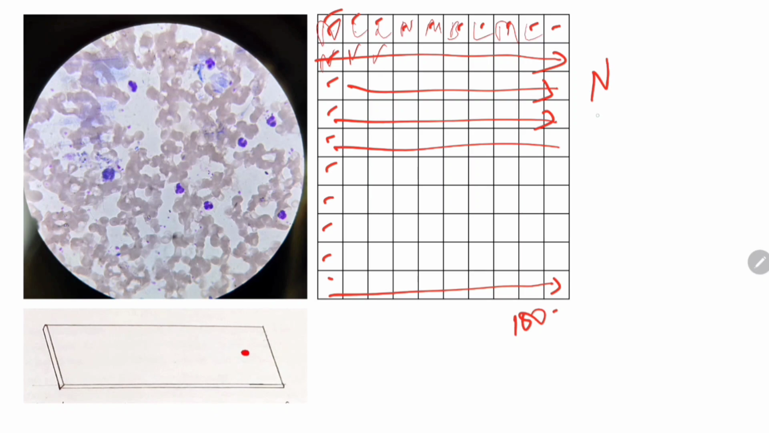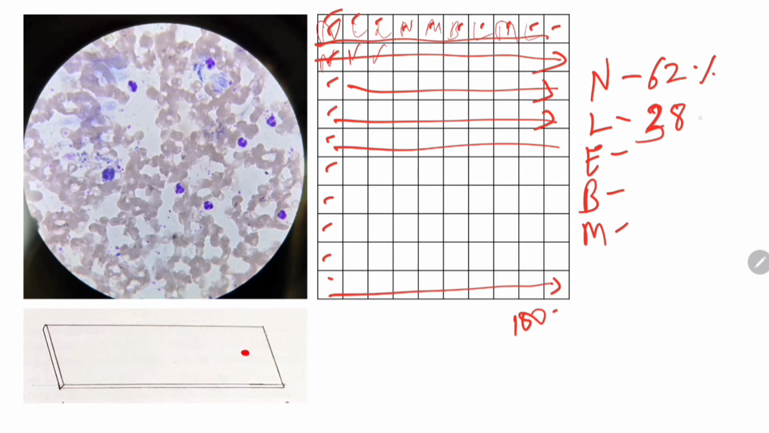So now we just write neutrophil, lymphocyte, eosinophil, basophil, and monocyte. And now you have just to count. Suppose for neutrophil, you are getting a total count of 60 or 62, so your percentage will be 62%. Lymphocyte is suppose 28, or suppose 38, or suppose 32%, so whatever. Then eosinophil suppose 2% or 4%, basophil 1%, monocyte 0%, whatever.